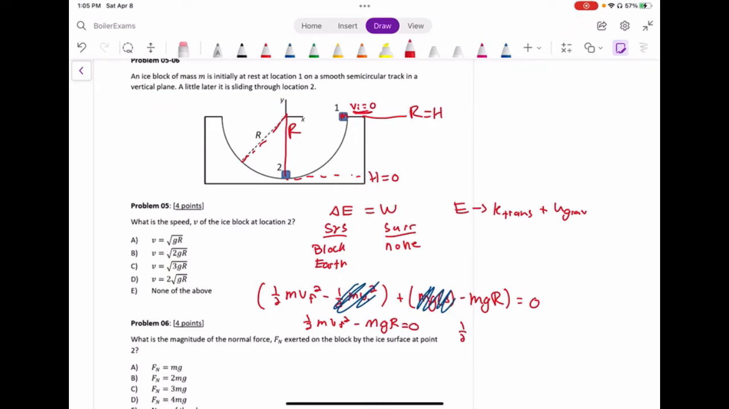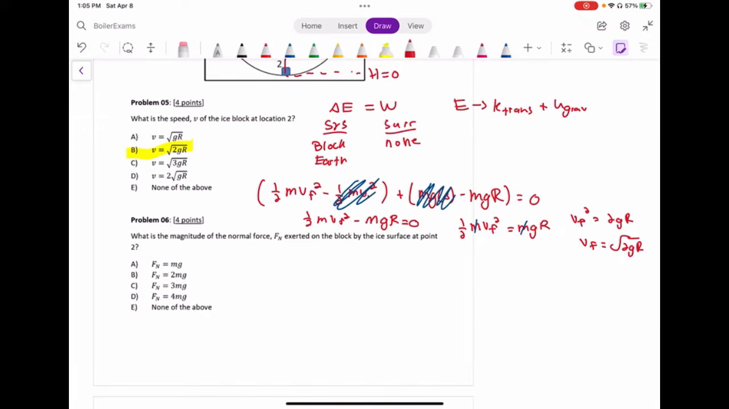And then we can add over mgr. Half m vf squared equals mgr. You got m's on both sides. Those can go away. And wait, what are we trying to solve for? We want vf. So times over 2, vf squared equals 2gr. vf equals root 2gr. There we go. So that leaves us with B, which is correct. Okay.